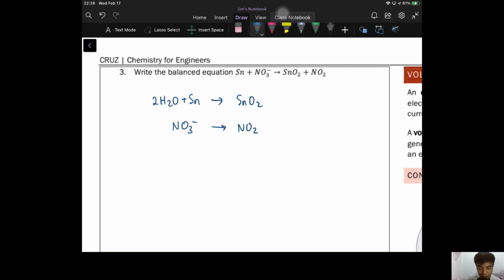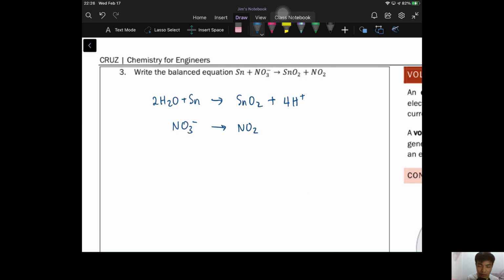Ang ibabalance na susunod ay yung hydrogen. So there are 4 hydrogens on the left side. So that means we have to add 4H plus on the product side. Then after nyan, you balance the charges. No? Balance na yung atoms eh. On the left side, wala tayong charges. So 0 yan. On the right side, we have positive 4 na charge. No? So ito yan. 4 times positive 1. So positive 4 na charge yan.